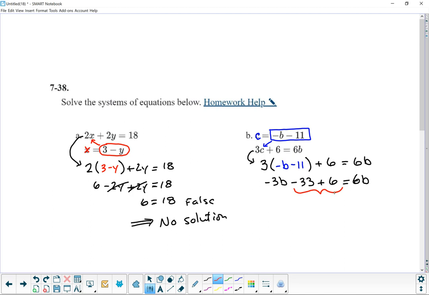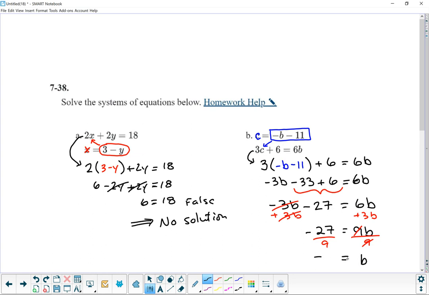Okay, I'm going to go ahead and combine these two because they're both numbers. So negative 33 and positive 6 makes a negative 27. Negative 3b equals 6b. I'm going to go ahead and add 3b to both sides. So negative 27 equals 9b. I'm going to go ahead and divide both sides by 9. And that cancels, and we get finally b equals negative 3. Okay, so that's one of your answers.